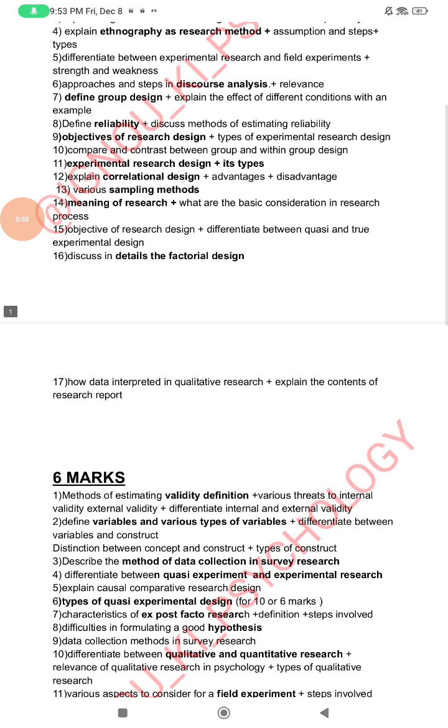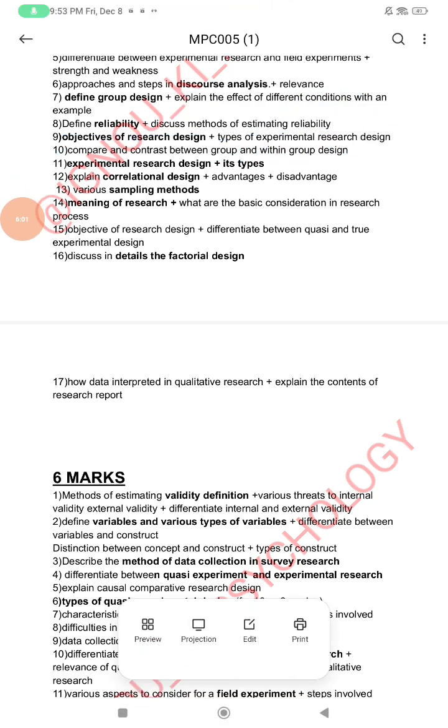Then comes question number 9, objective of research design, types of experimental research design. Again, this is a very straightforward question. Prepare well from IGNOU material. These are the scoring questions. You can write straight what I have read in your materials. You can write in exam also.